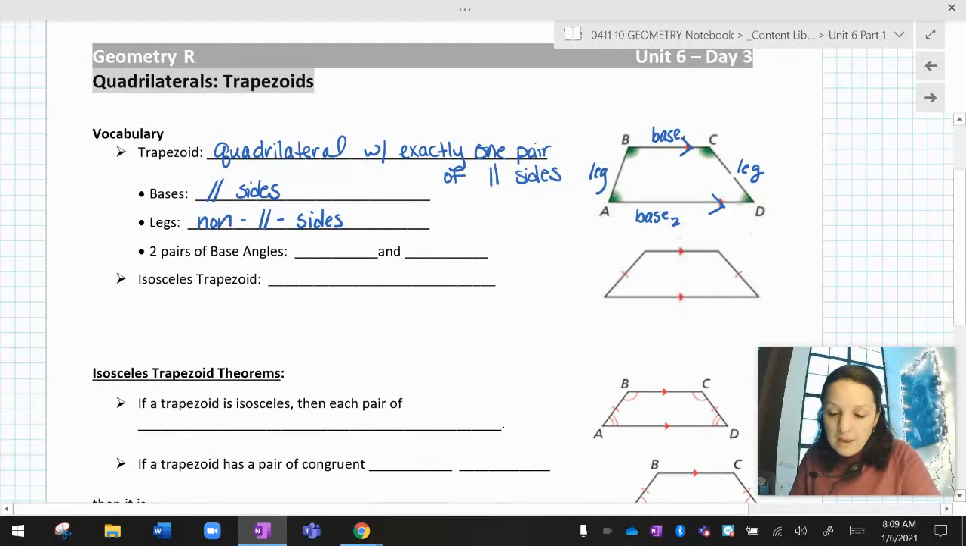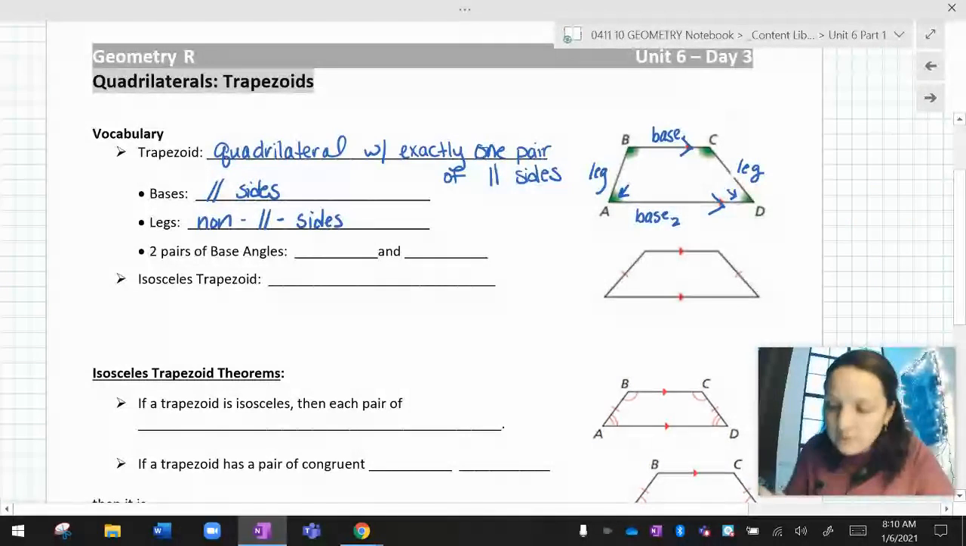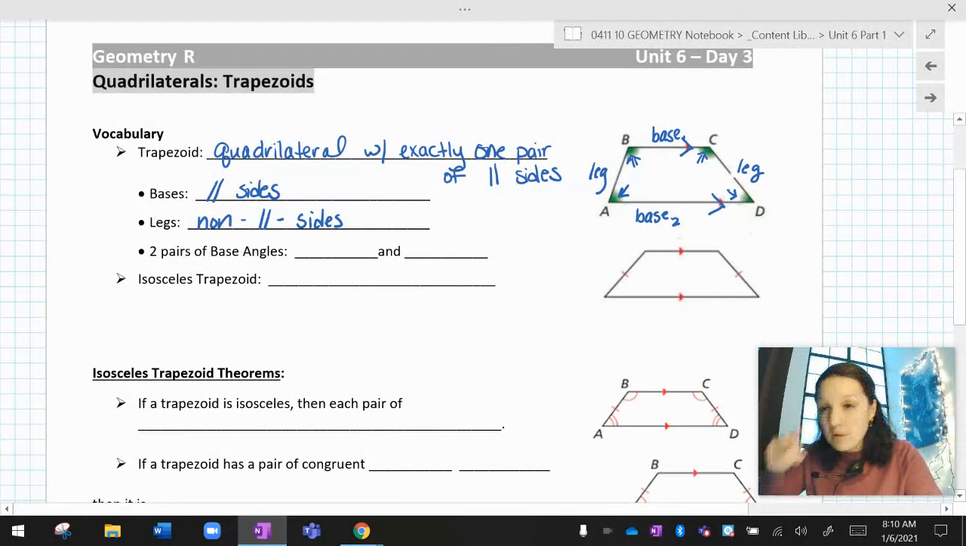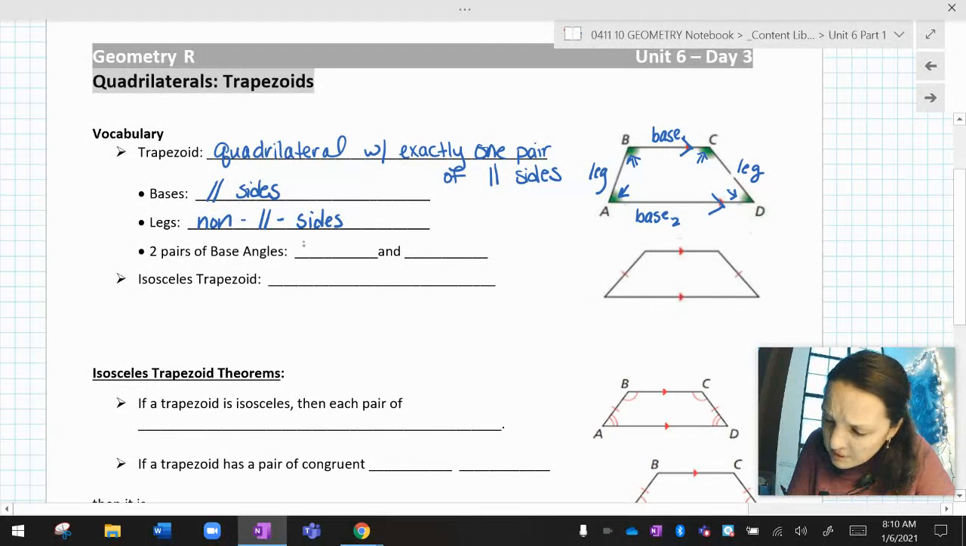Okay? There are 2 pairs of base angles. Because I have 2 bases, this would be a pair of base angles. And these 2 up here would also be base angles. Okay, and I got to be honest, we don't use the term base angles all that often. We do a little bit, but basically the 2 angles that touch one of the parallel sides is a pair of base angles. So in this, it would be A and D and B and C.